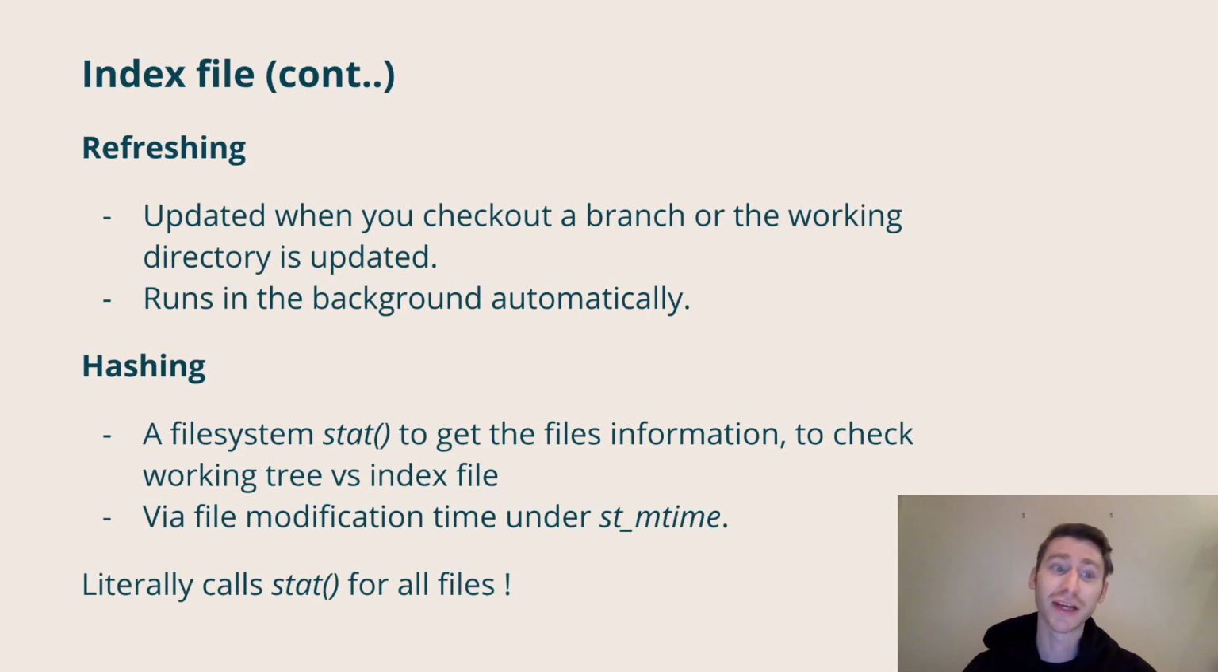Continuing on with the index file, for refreshing, it's updated when you check out a branch or the working directory is updated, and it's running in the background automatically. And then finally, the actual hashing itself, it uses a file system stat to get the file's information, to check quickly if the working tree file content has changed from the version recorded in the index file. It checks the file modification time, which is under the st_mtime property. The refresh literally calls stat for all files.